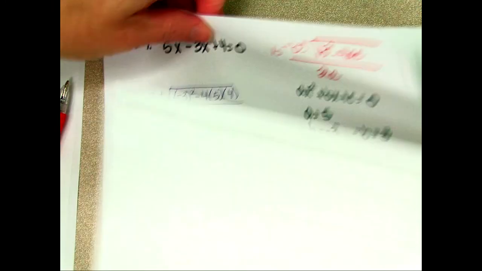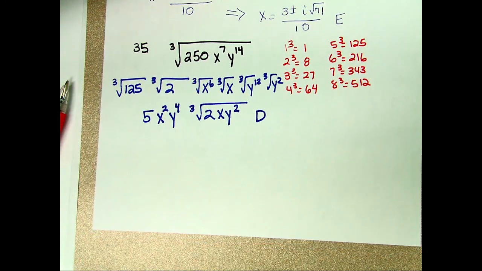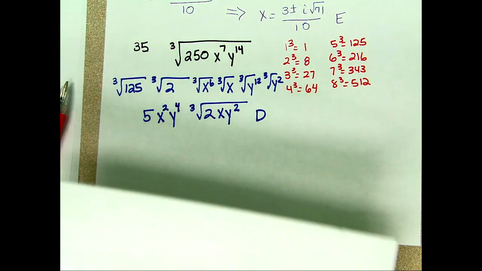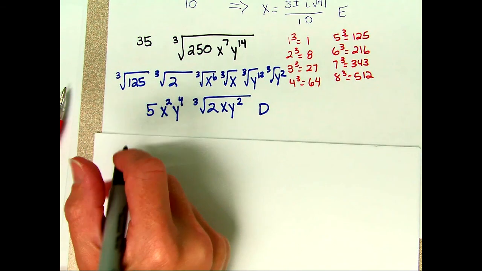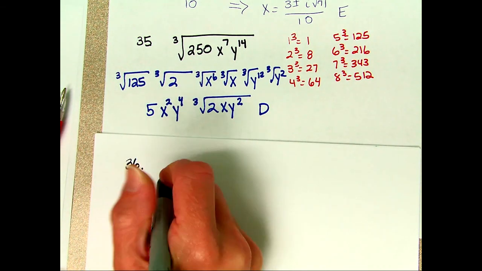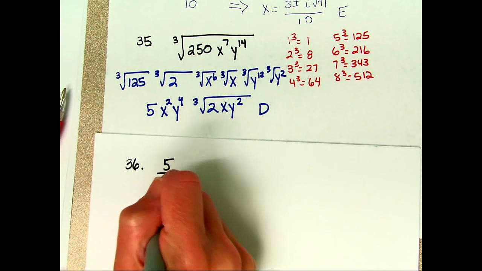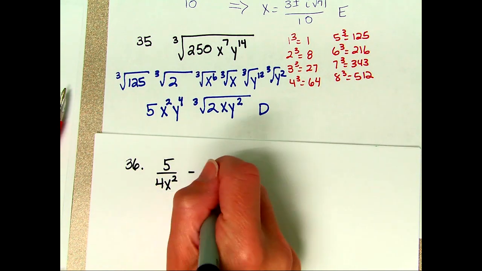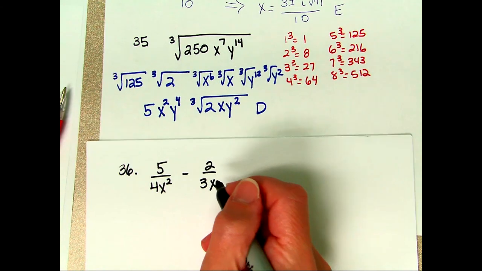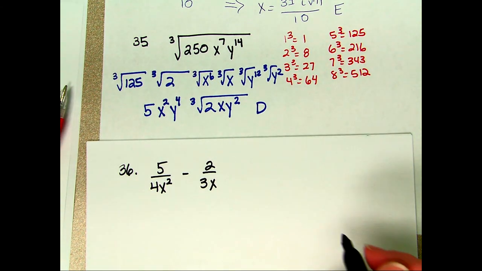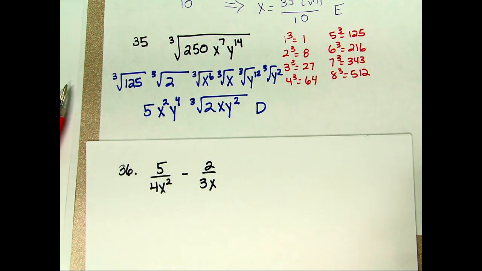Number 36, 5 over 4x squared minus 2 over 3x. Recall when we add or subtract rational expressions, we must have a common denominator. The common denominator for number 36, LCD, is 12x squared.